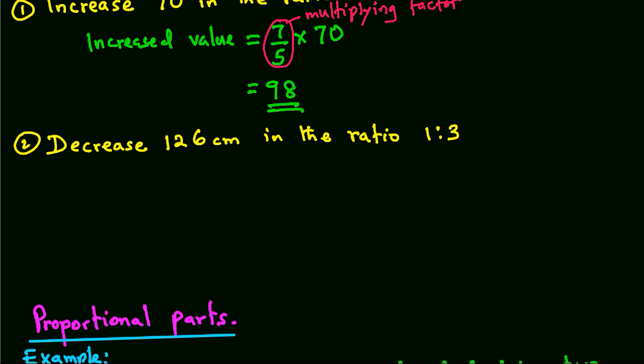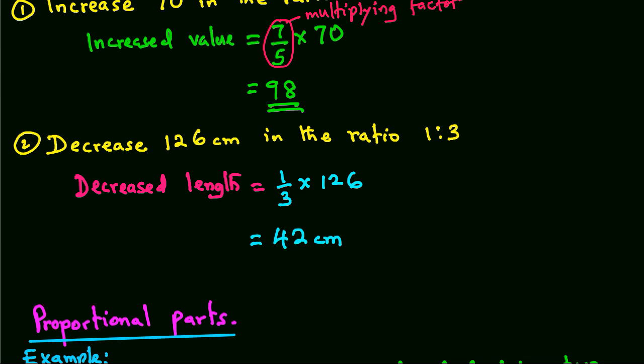In example 2, we have decreased 126 centimeters in the ratio 1 to 3. So we can say that the decreased value or decreased length will be the multiplying factor, that is 1 over 3 times 126. So therefore that would give us 42 centimeters.